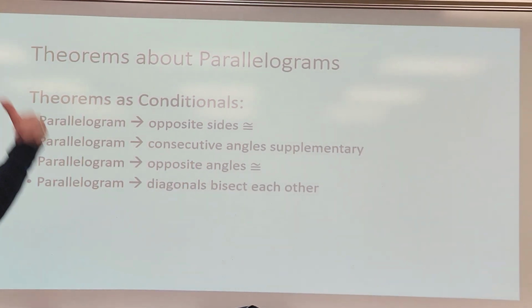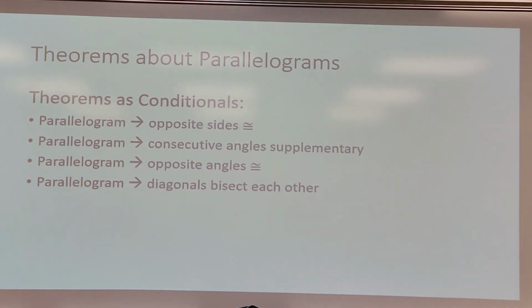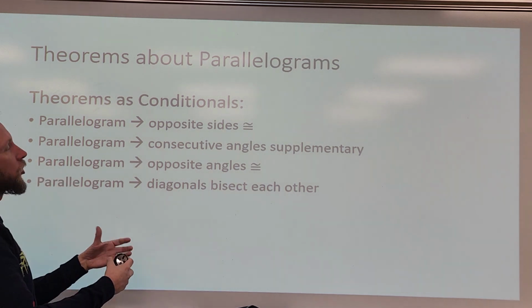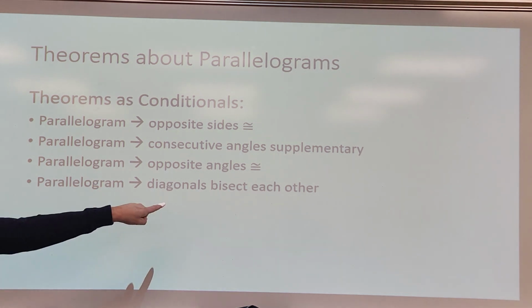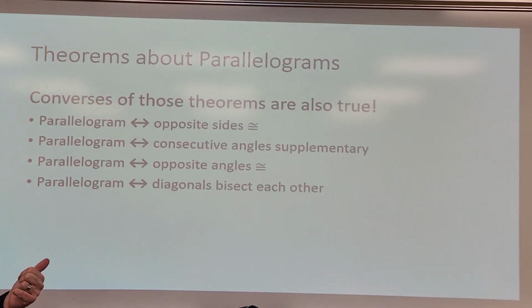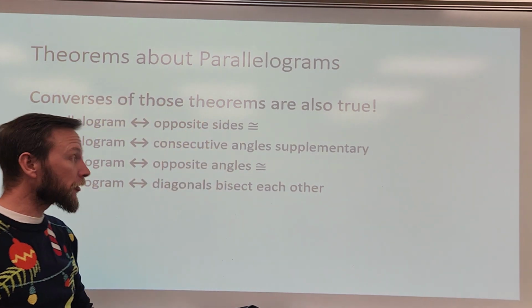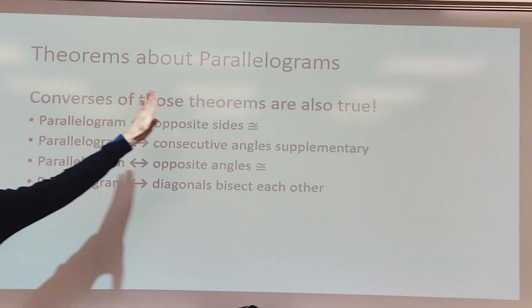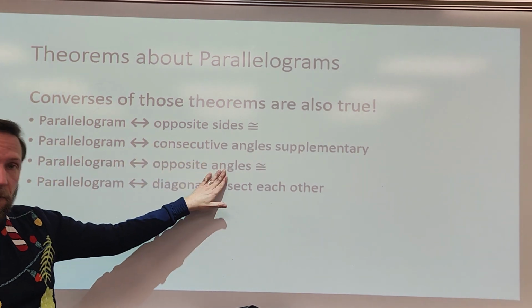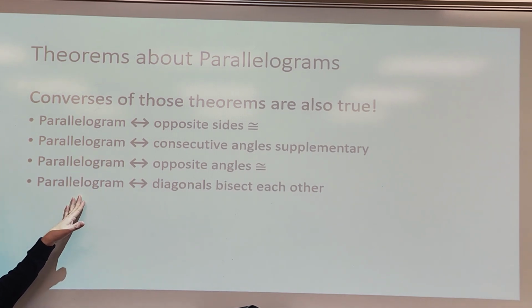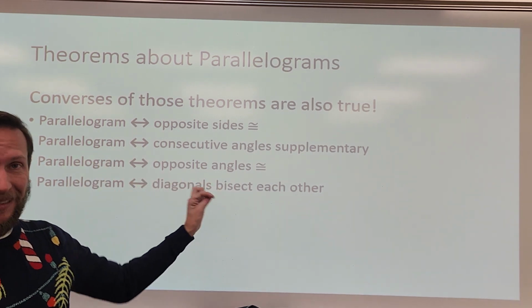So have that information down, have that last review down, just so that we can kind of coordinate this information and think of it not just in an if-then capacity, but in reverse as well, because the reverse is true, all right? We can write each of those statements as a biconditional. A quadrilateral is a parallelogram if and only if the opposite sides are congruent. A quadrilateral is a parallelogram if and only if the consecutive angles are supplementary. A quadrilateral is a parallelogram if and only if the opposite angles are congruent. A quadrilateral is a parallelogram if and only if the diagonals bisect each other.